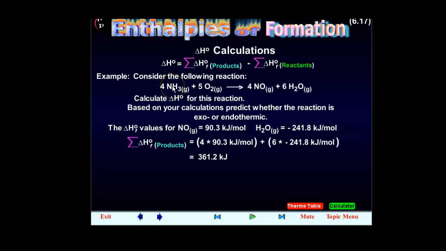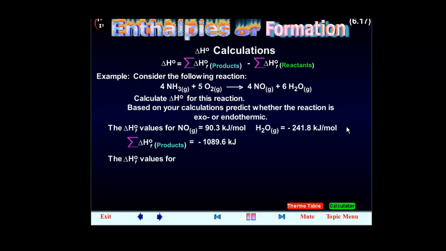minus reactants. So that means you look for 4 times the constant value given for the formation of NO, and 6 times this for water, minus the summation of this. So that means you're going to add this together and then add this together and subtract, products minus reactants. That's what they're doing here. Minus 1,450.8 kilojoules equals negative 1,089.6 kilojoules.